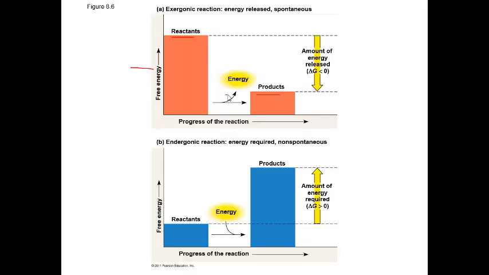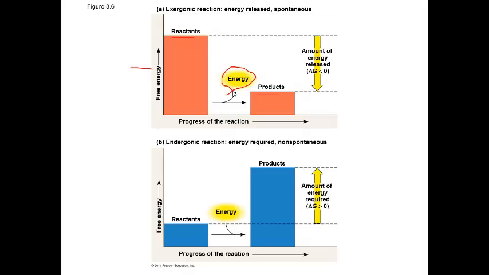This is going to have a release of energy. Since it releases energy, we consider it exergonic. That's the definition: a reaction that releases energy. If we were to calculate delta G, the products minus the reactants, or the final minus the initial, delta G would be negative. Since delta G is negative, we know that exergonic reactions are spontaneous.